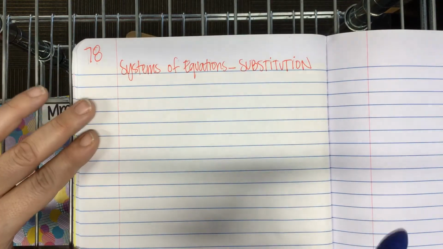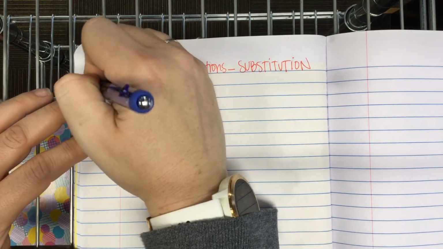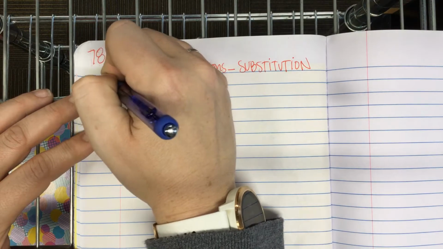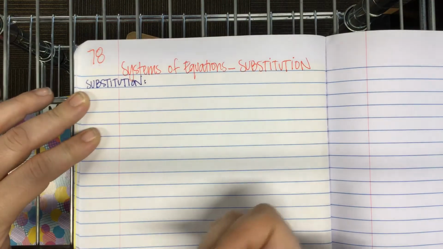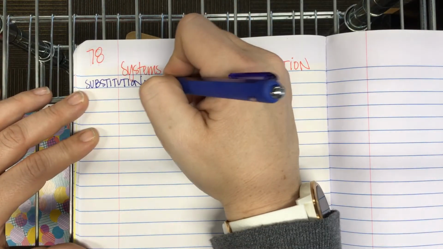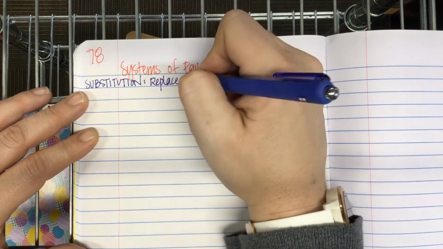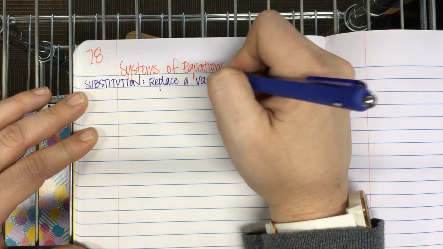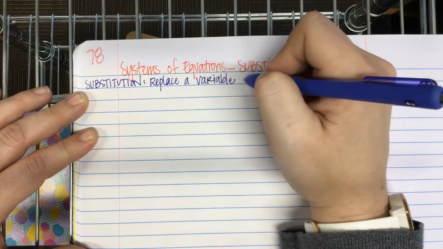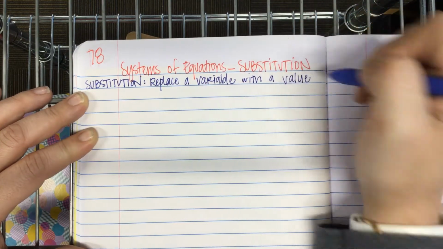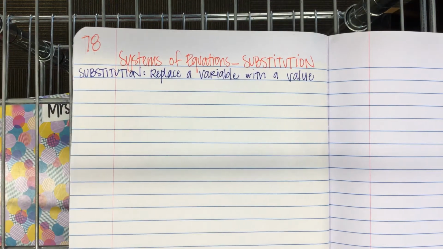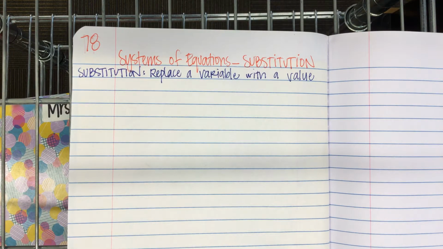Putting something in for something else. So let's just remind ourselves. It's when we replace a variable, right, in algebra with a value. Now, sometimes our substitution is going to be really easy. We're going to replace that variable with a number.